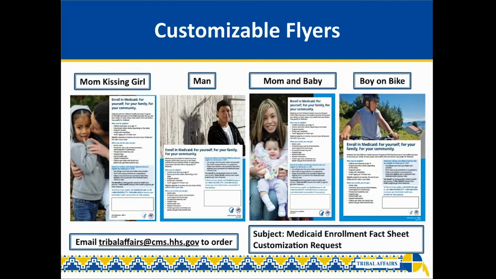Indian healthcare providers can choose to insert their program name, website address, phone number, and up to 2 logos. You can request a customized flyer from our office, but please keep in mind that we'll take up to 5 weeks to send you a customized flyer that you're able to print. Please send your request to tribalaffairs@cms.hhs.gov with the subject Medicaid Enrollment Fact Sheet Customization Request. And you can see the email address and the subject are on the slide.